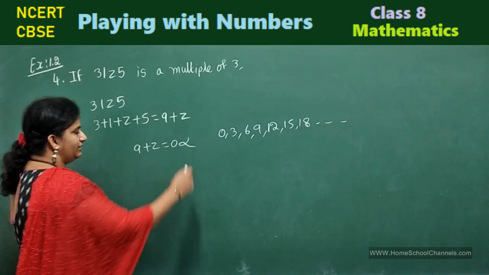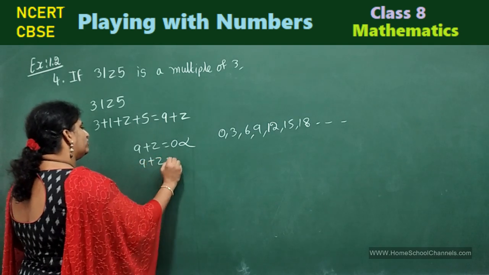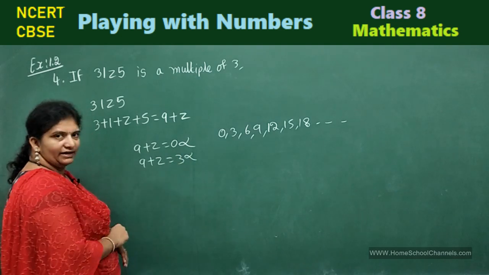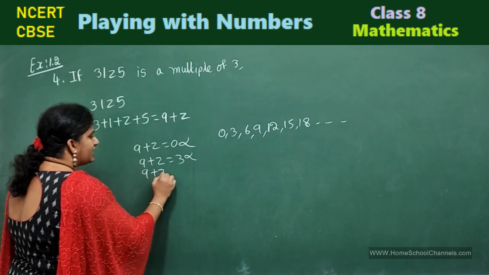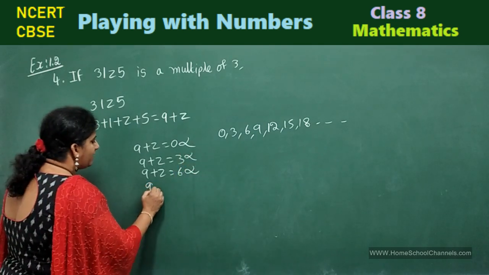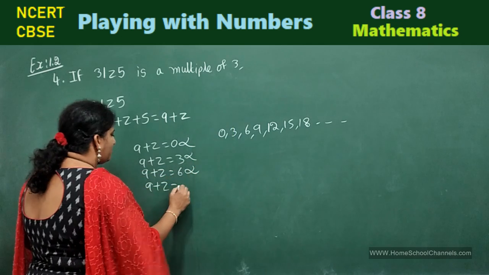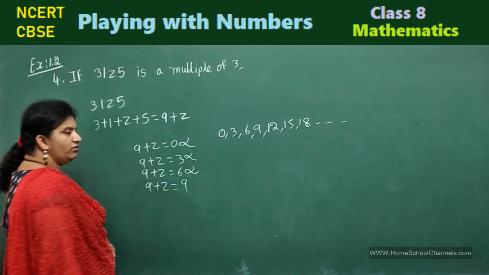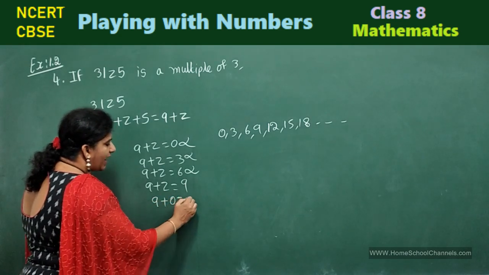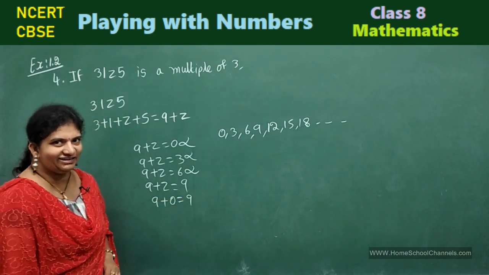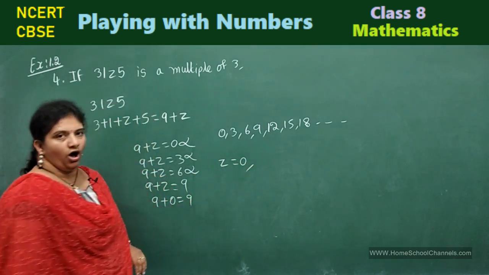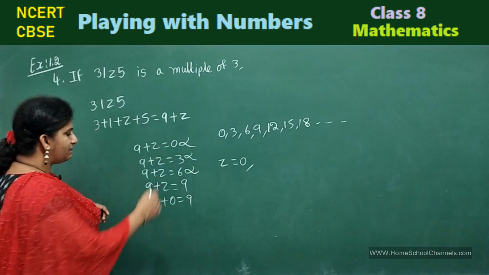Next, 9 plus z is equal to 3. Do you get it? No, it is a smaller number. I can't get it if I add. 9 plus z is equal to 6. Do you get it? No. Let's see the next number. 9 plus z is equal to 9. Yes, there is a chance: for 9, if you add 0, you may get 9. Right? So therefore, z may be 0.